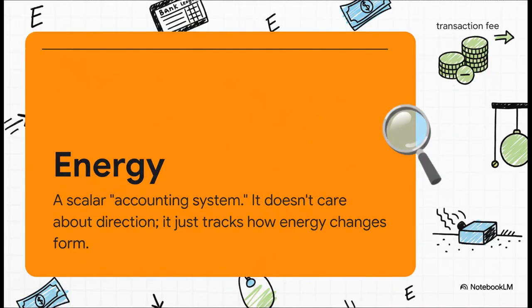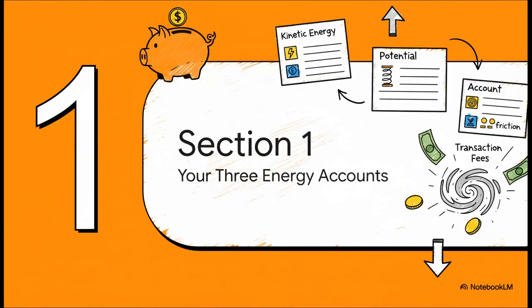And that's really what energy is, what we call a scalar accounting system. It's basically a currency. It's not like a force, with arrows pointing everywhere. Nope, it's just a number, and its only job is to be tracked as it moves from one form to another. Okay, so if we're going to be energy accountants, first things first, we need to know the accounts. And for NCEA Level 2 mechanics, you really only need to worry about three main ones.